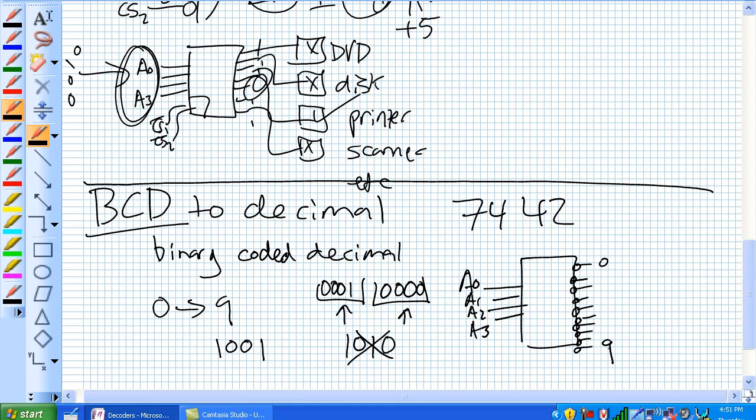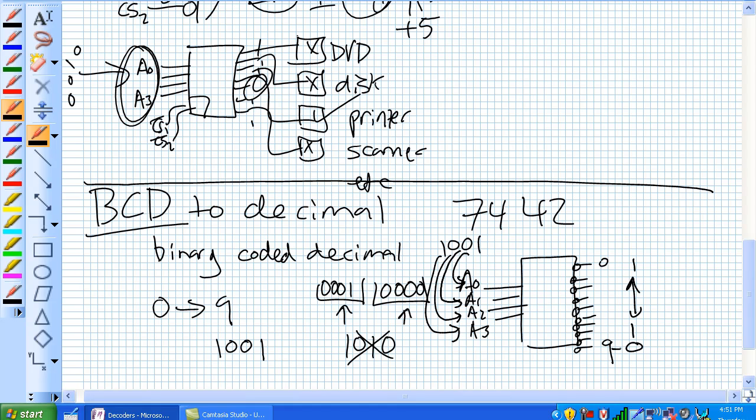You know, what happens when it receives, let's just do a 9. 1, 0, 0, whoops. 1, the 1's there. 0 there, 0 there, 1 there. What's going to be the only thing that's low? All these guys are going to be high, but there's a low on the 9 pin. Okay, that's all the 7442 is.